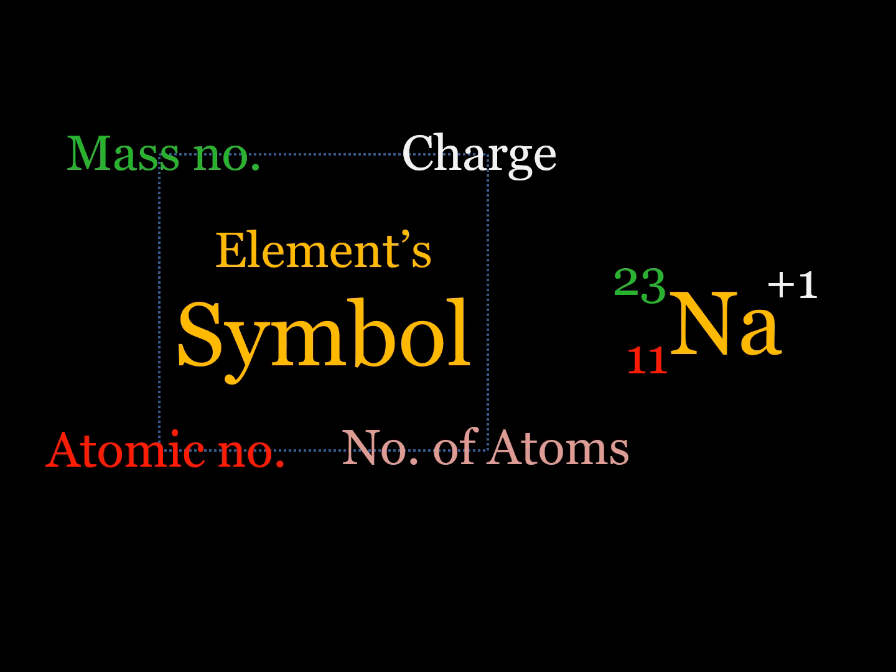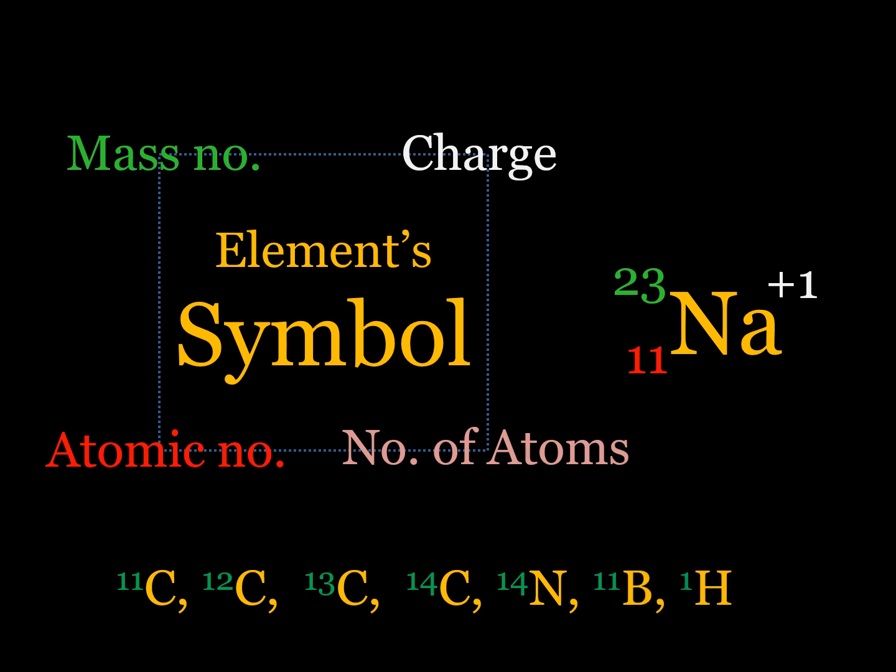Some examples of elements written with their mass numbers are carbon 11, carbon 12, carbon 13, carbon 14, nitrogen 14, boron 11 and hydrogen.